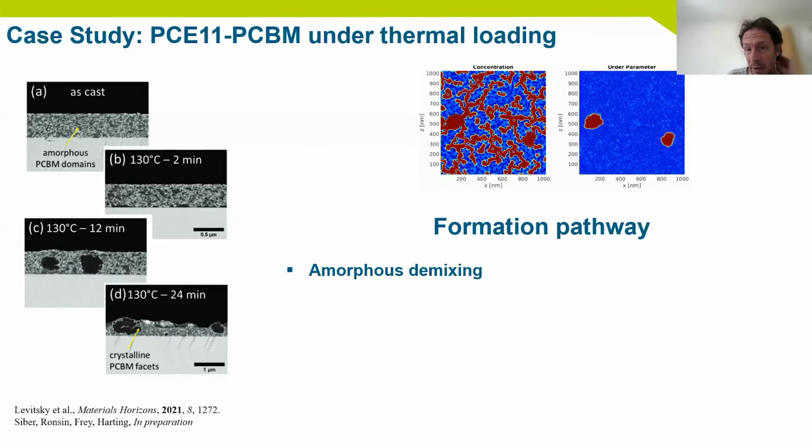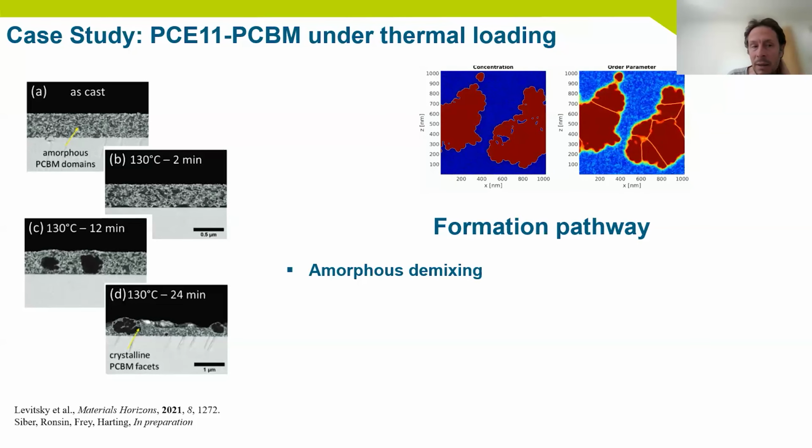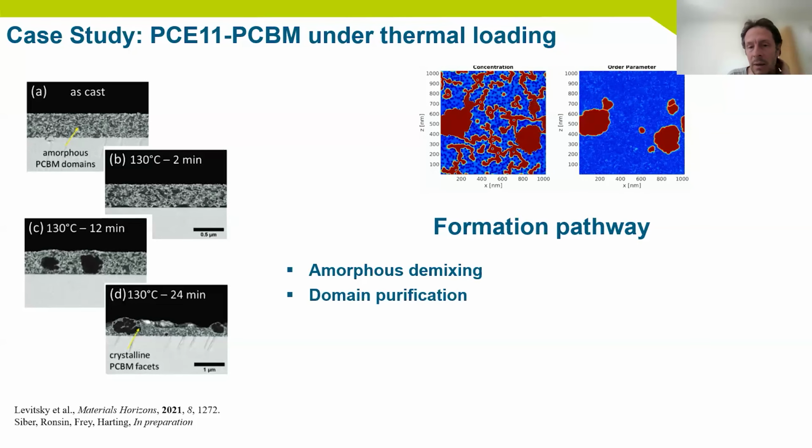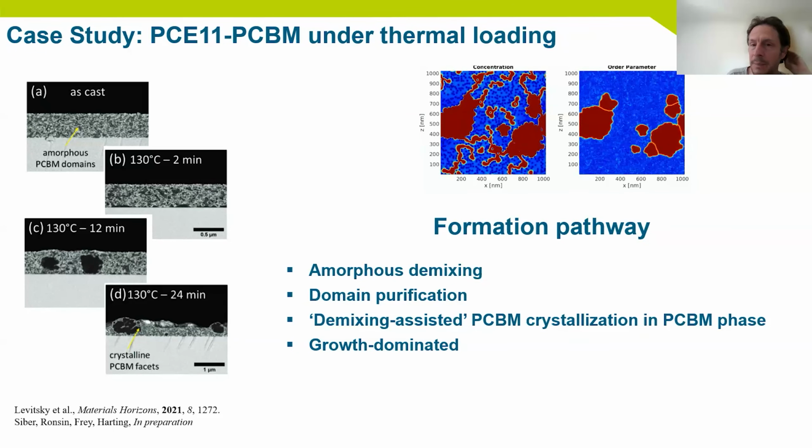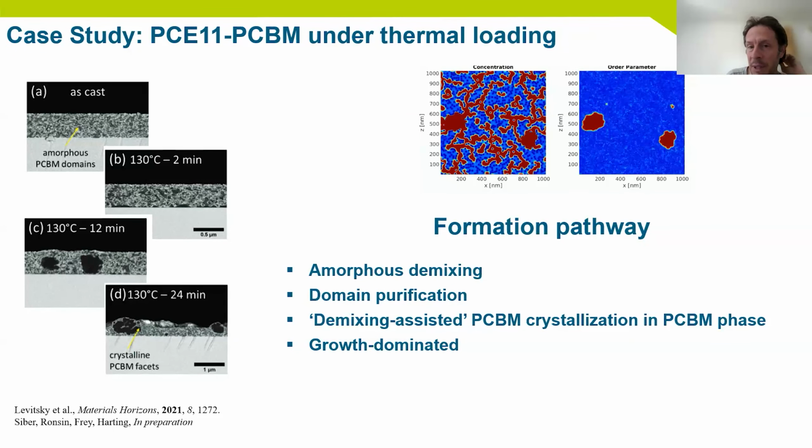So from these simulations, what we can conclude, how we reach these morphologies, actually, there are a lot of ingredients. The first thing happening is amorphous demixing. Then, as always in amorphous demixing, you have domain purification in the amorphous phase. And then it triggers the crystallization because you have high content of PCBM phases, and in these phases the crystallization is more likely, and there you have PCBM crystallization. The crystallization is quite growth dominated, which means that you do not have a lot of crystals basically, and most importantly you have crystals that become much larger than the amorphous phase they grew from.